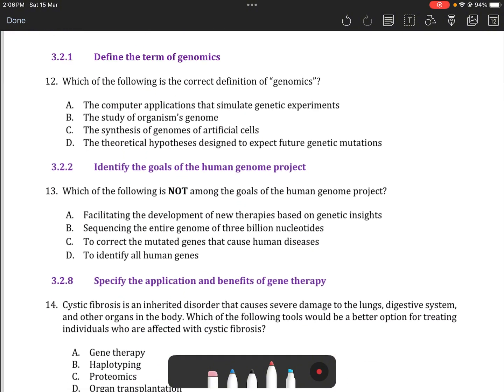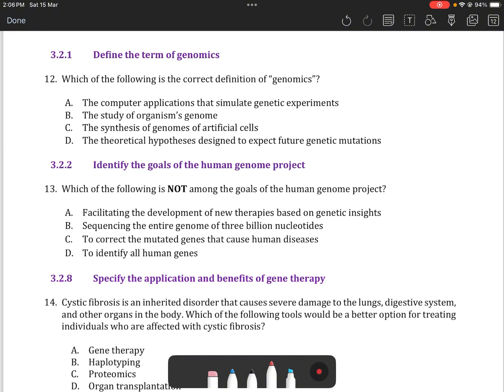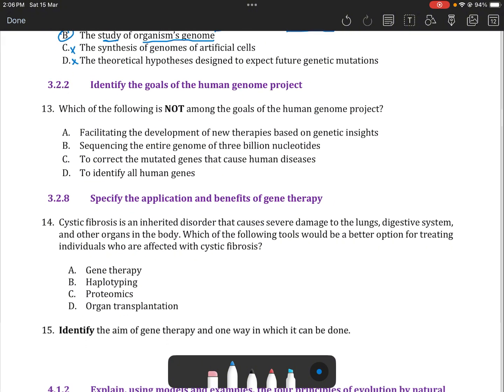Next one, define the term genomics. It's a straightforward question. Genomics is the study of an organism's genome. Okay, so that's the answer. While we will go through the other options as well. The computer applications that simulate genetic experiments, this is bioinformatics. And the remaining two we have not studied, so just skip them.